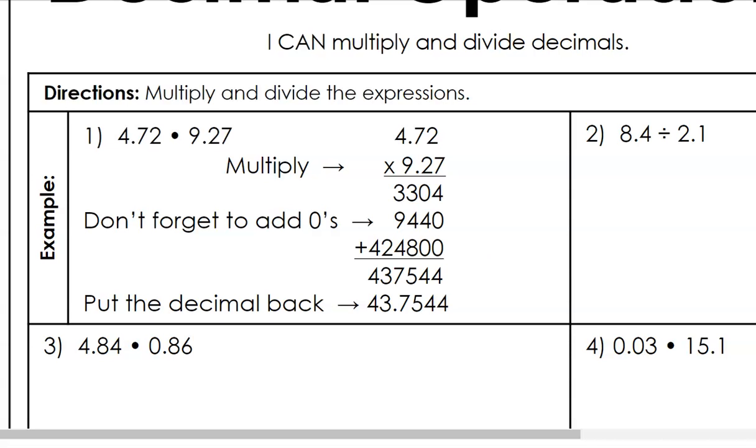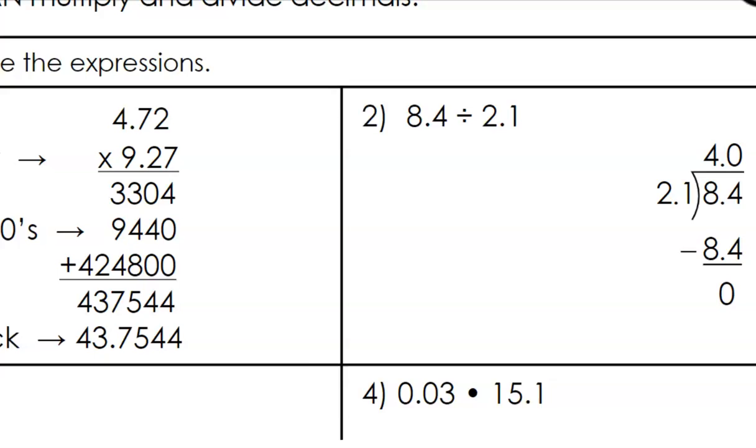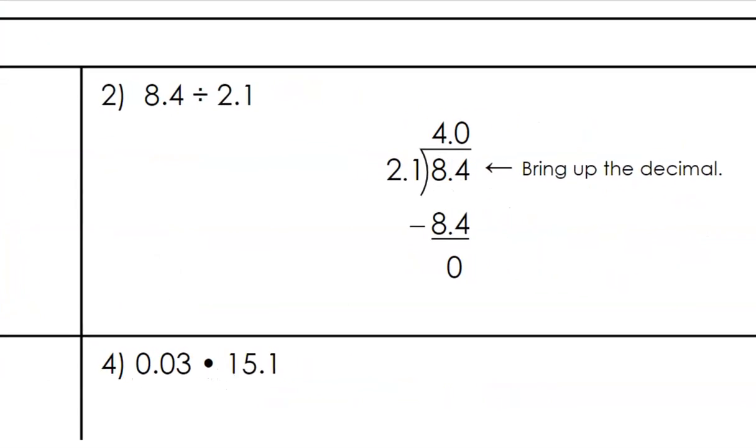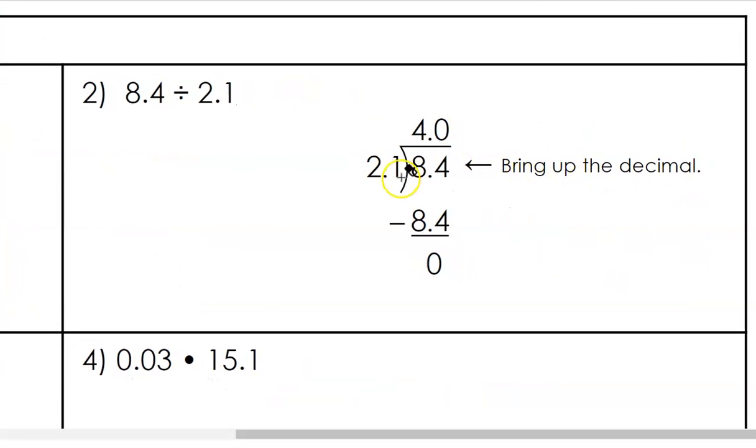All right. Okay, so now with division, your number that's inside is called your dividend, and the number that's on the outside of the division symbol is called the divisor. Your divisor must be a whole number. So you're going to take the decimal and move the decimal to behind the last number. Okay, so here you're going to move the decimal one time.